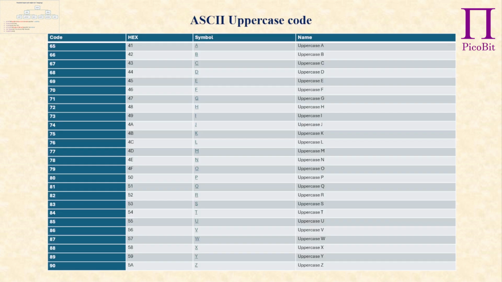ASCII, American Standard Code for Information Interchange, is a character encoding standard that represents text in computers. Each character, letter, digit, symbol, and control character is assigned a unique numeric value called the ASCII code. ASCII codes for English letters are consecutive. Uppercase letters are 65 to 90, lowercase letters 97 to 122. The difference between uppercase and lowercase of the same letter is 32.